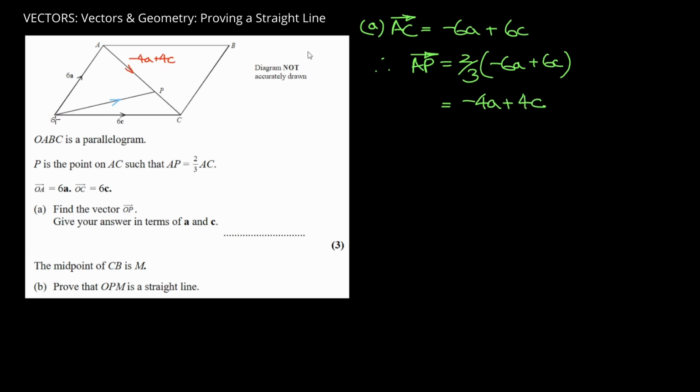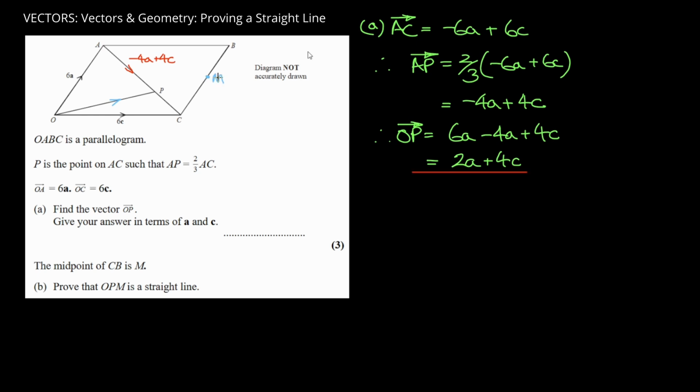Right, OP now. To travel along from O to P, we need to go up 6A and then the vector we've just found. Therefore, OP is equal to 6A plus this lot. We can put the A terms together to be 2A plus 4C. And that is your answer.